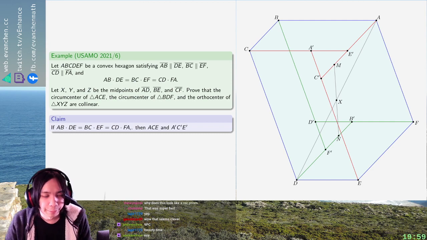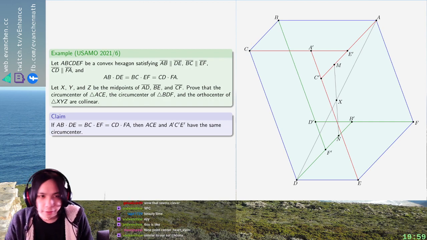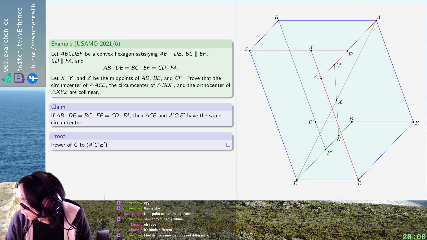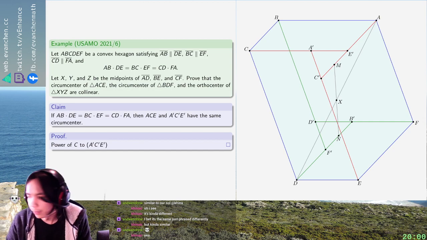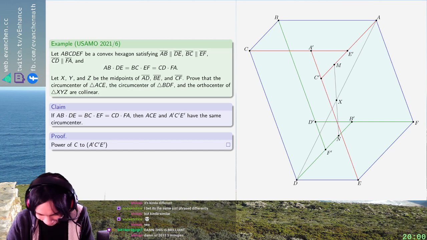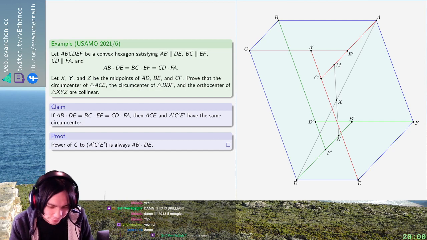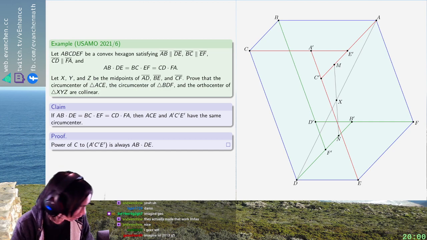And the reason is the power of the point. Let's take the point C. What is the power of C with respect to A prime, C prime, E prime? It is given by this length here, which is the bottom, times this length here, which is AB. So this length is always equal to AB times DE. So consequently, if these three things are all equal, A, C, E all have the same power, so they have the same distance.